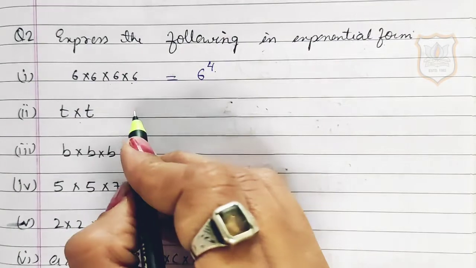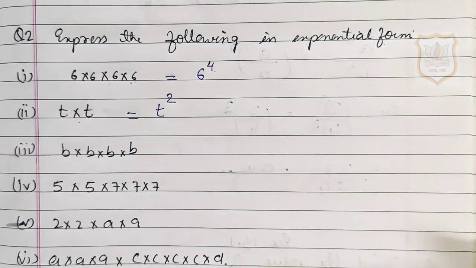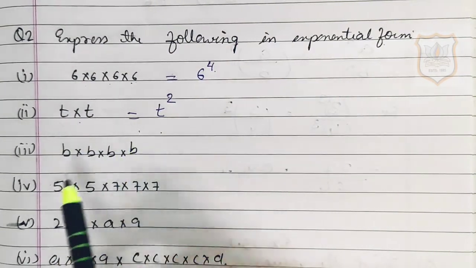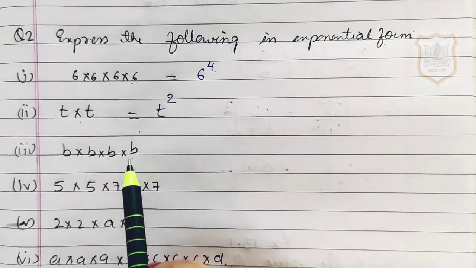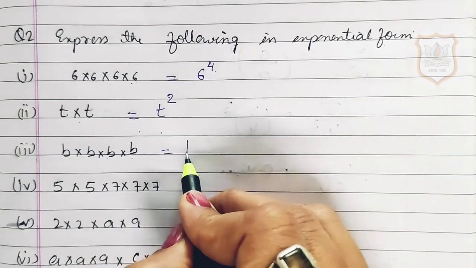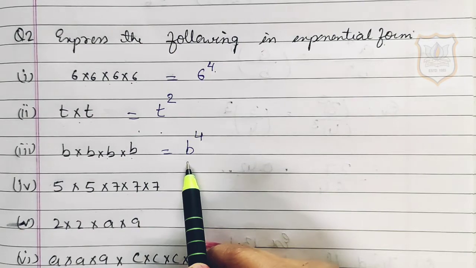Second is t multiplied by t. Here t 2 times is given. So here we will write t raised to power 2. इस तरह से आपको एक्सपोनेंशियल फॉर्म में t मल्टीप्लाई बाय t को लिखना है. Third one b multiplied by b multiplied by b multiplied by b. Here b is written 1, 2, 3 and 4 times. So here we will write b as the base and 4 as exponent. That is b raised to power 4.